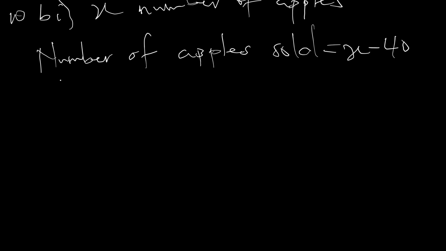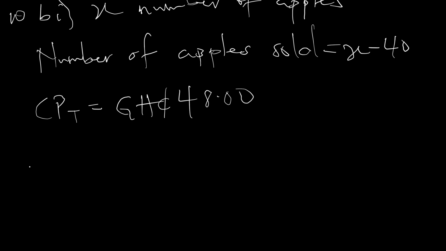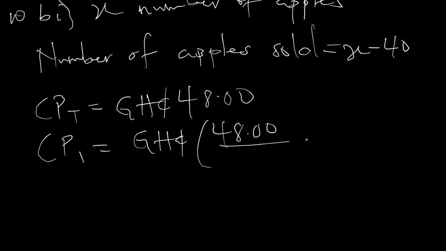We are told that the cost price for all the apples is 48 Ghana cedi. So total cost price is equal to 48 Ghana cedi. So the cost price for one apple, which is CP1, will be equal to the total amount for the apples over the total number of apples she bought. So it will be Ghana cedi 48.00 all over the total number of apples she bought, which is x.